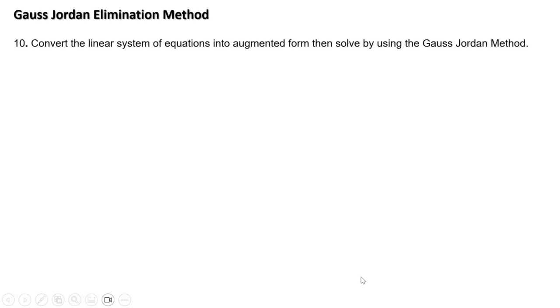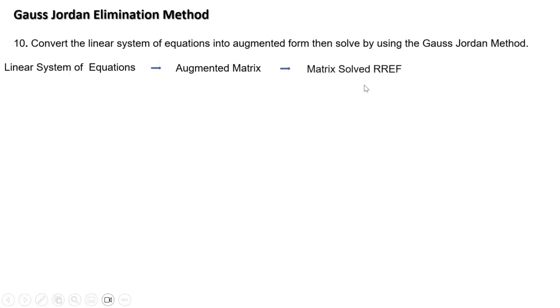Okay, now this is the Gauss-Jordan elimination method. It says convert the linear system of equations into augmented form and then solve by using the Gauss-Jordan method. So systems of equations, right? This is what we want to do, and we're going to convert it to RREF, which means reduced row echelon form. There's my system, right?